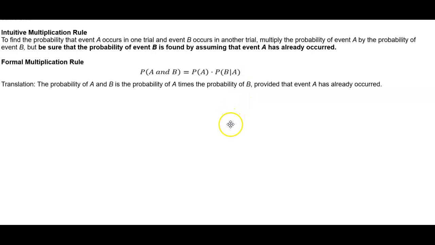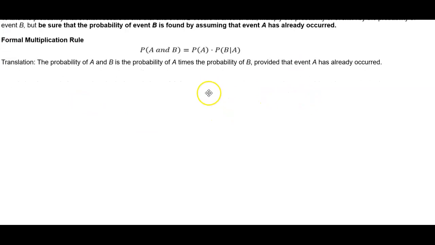So here's the formal multiplication rule. The probability of A and B is equal to the probability of A times the probability of B, provided that event A has already occurred. So again, translation: the probability of A and B is the probability of A times the probability of B, provided that event A has already occurred.